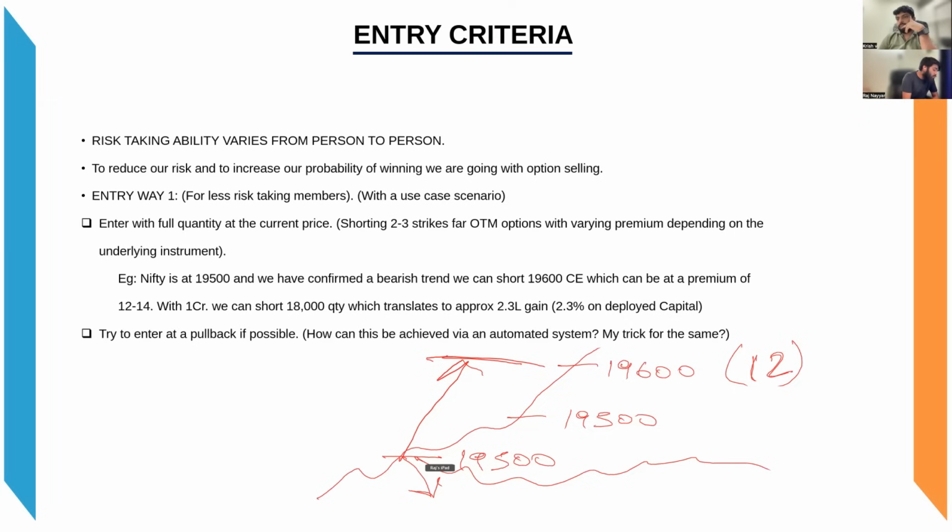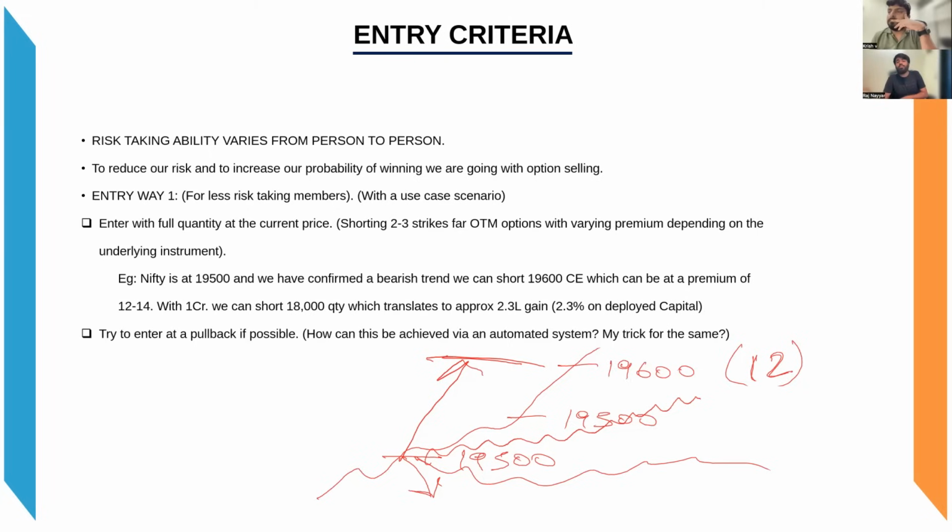What happens if the market goes up slowly, but doesn't touch 19,600? Then also we'll be winning. So in this case, what is happening? Even if the market is going in our favor, we are winning. Market is sideways, we are winning. Market is going against us in a slow and phased manner, then also we are winning. So we are making most of the scenarios fall in our favor.